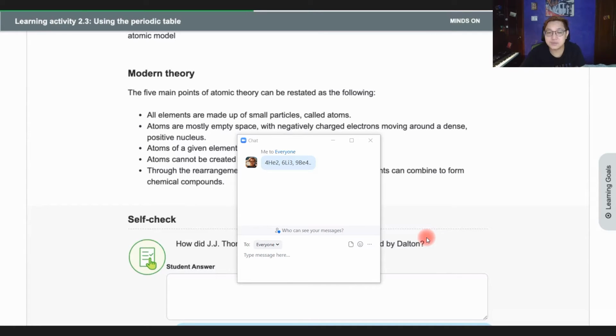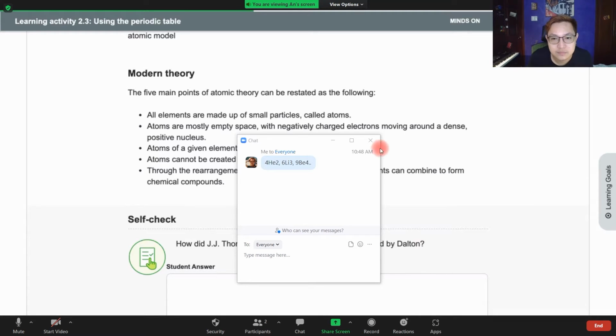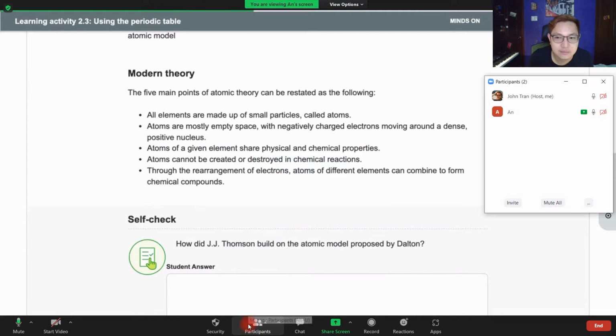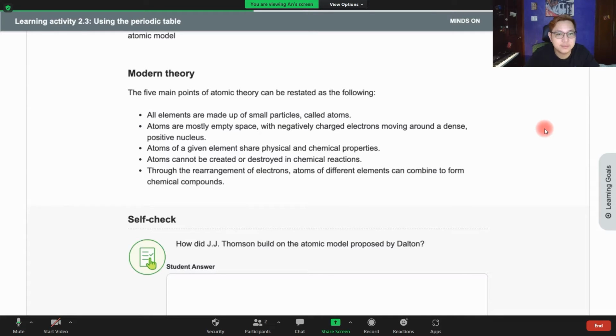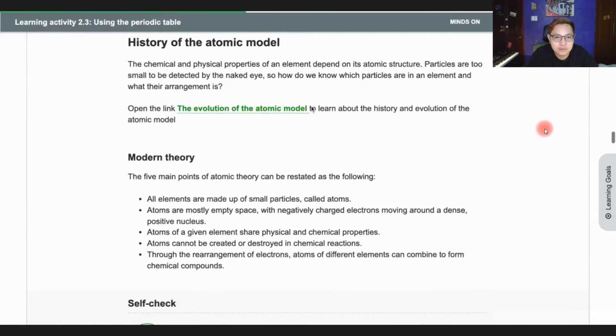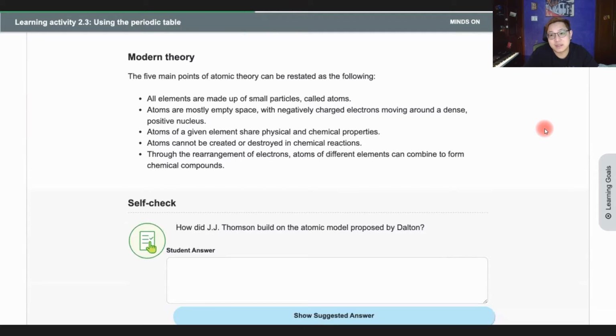Let's read about modern theory, shall we? Hello, are you still there? Yeah, I'm still here. Just read about modern theory, can you? The five main points. Around the atom, there were different kinds of models in the past, and a lot of models have been proposed. This is the modern theory, the one we're using right now.